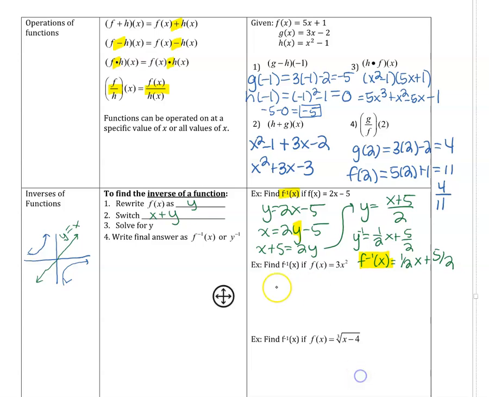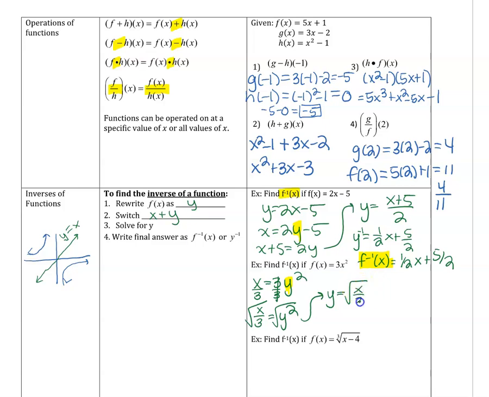All right, try the next one. Switch x and y. So this is y, I'm going to rewrite it as x. Okay, now we need to solve for y. First thing I would do is divide by 3. So we have x over 3 equals y squared. In order to solve for y, then I'd have to take the square root. So y equals the square root of x over 3.